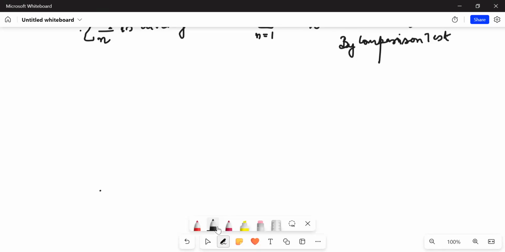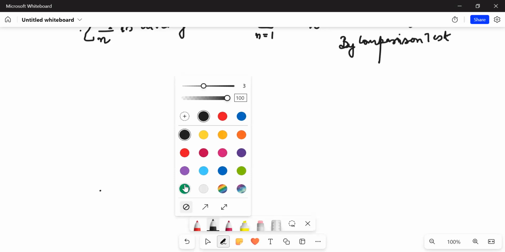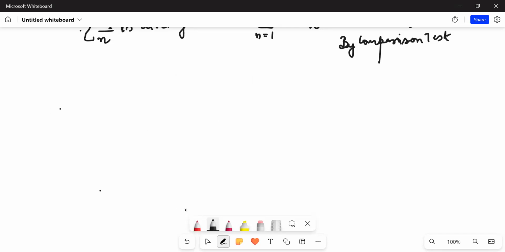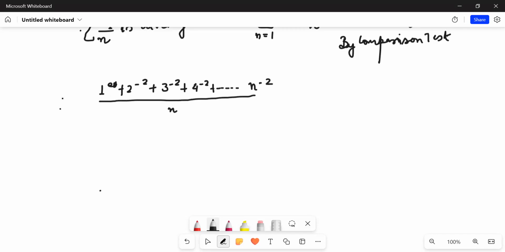Okay. So what do you think about this particular an I'm giving it to you? I think you'll be able to do it. It is (1 + 2 raised to power minus 2 + 3 raised to power minus 2 + 4 raised to power minus 2 + ... + n raised to power minus 2) divided by n. Let us say this is your an.